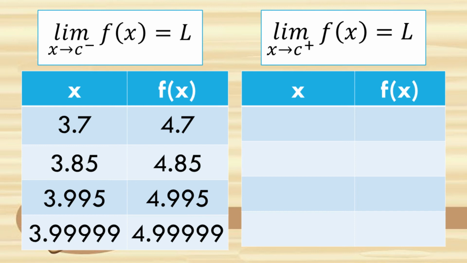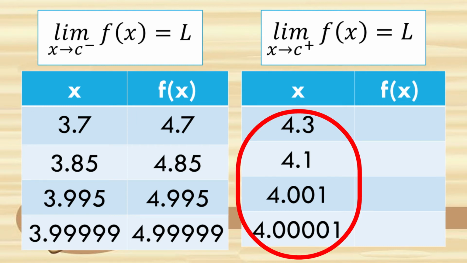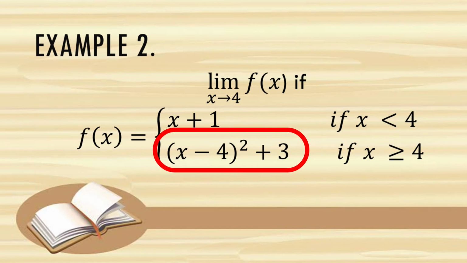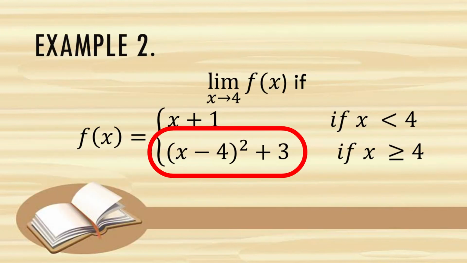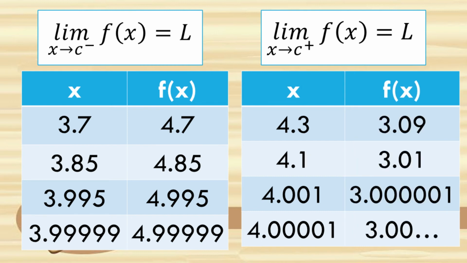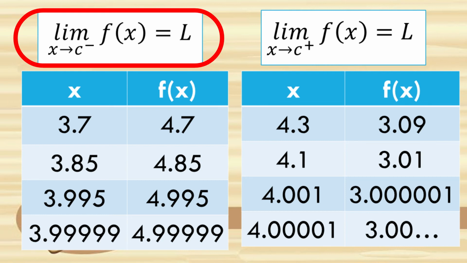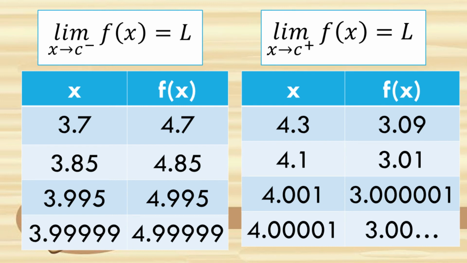From the right, the values of our x are 4.3, 4.1, 4.001, and 4.00001. Since the values of x are greater than 4, we will use the square root of x minus 4 plus 3. Just substitute the values of x to the square root of x minus 4 plus 3, and you will get the following answers. Based on the given tables, the limit of f of x as x approaches c from the left is 5, while the limit from the right is 3.